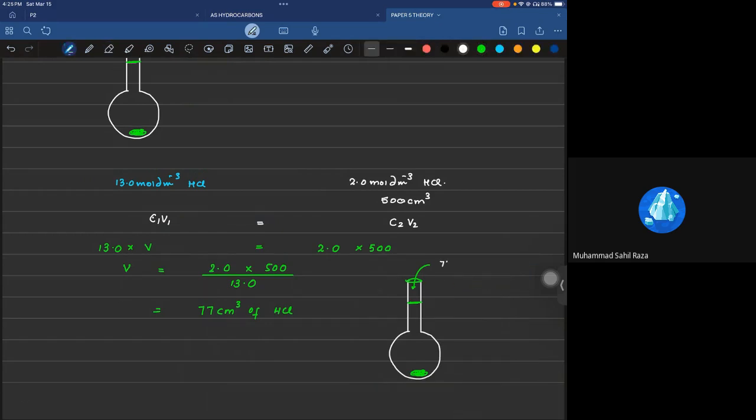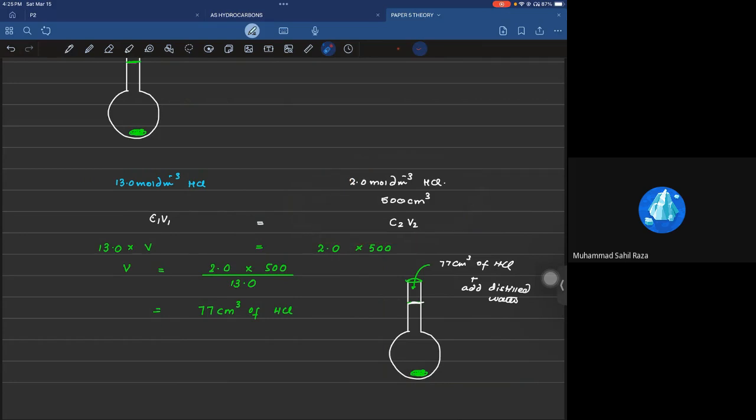Then you have added 77 cm cube of HCl into the same volumetric flask, and then add distilled water up to the mark over here. Automatically you have prepared your 2 mole per decimeter cube solution.